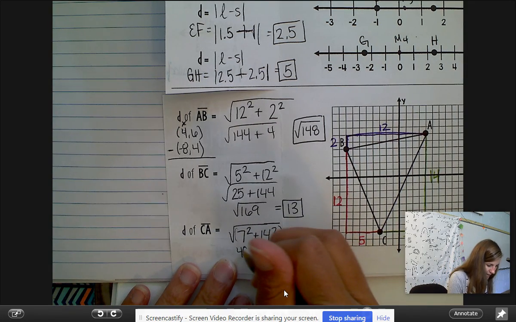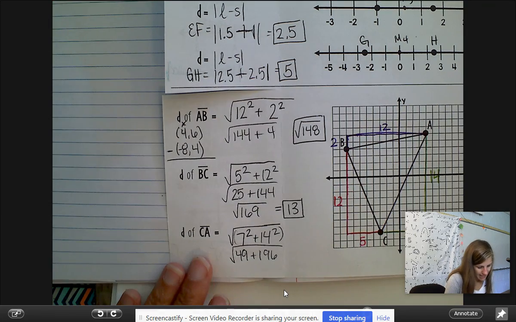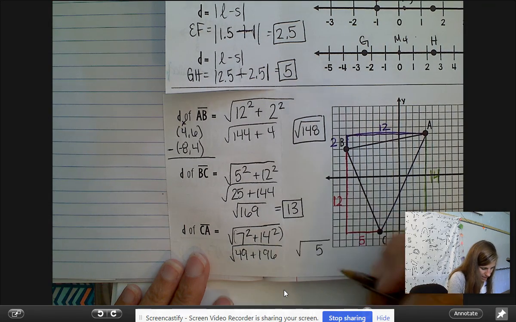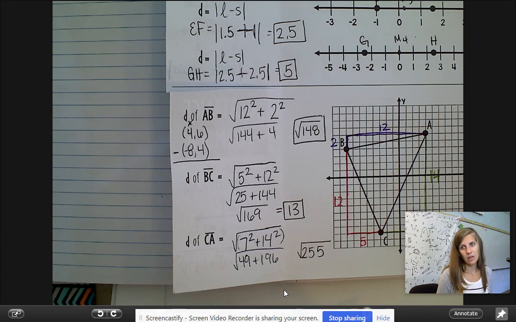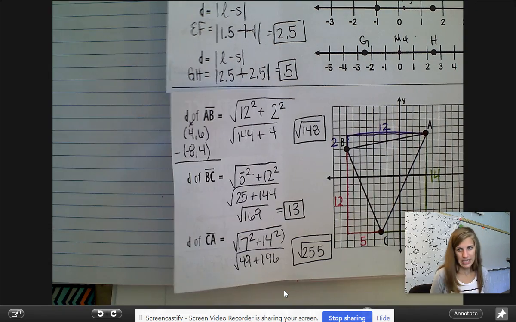So we get 49, 196. And when I add that up, oh my gosh, big numbers. We get 5, carry the 1, 5, 255. I don't know the square root of that. I'm going to leave it like that. I don't think I know the square root of that. I think it's a decimal. Yuck.